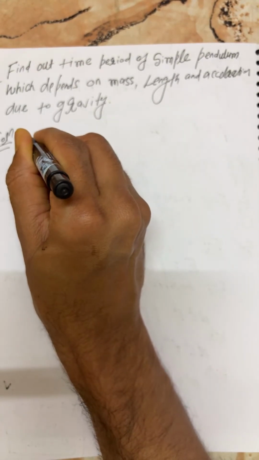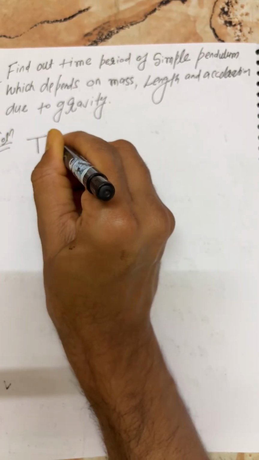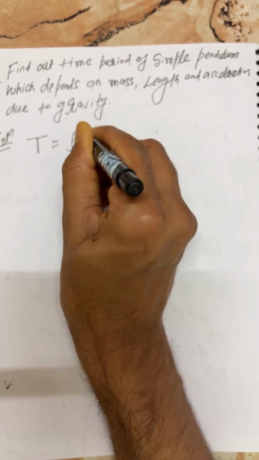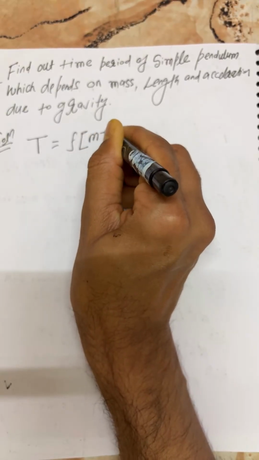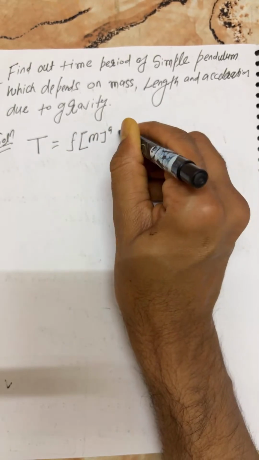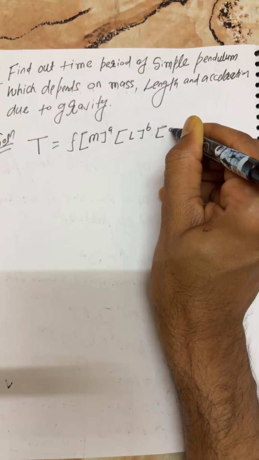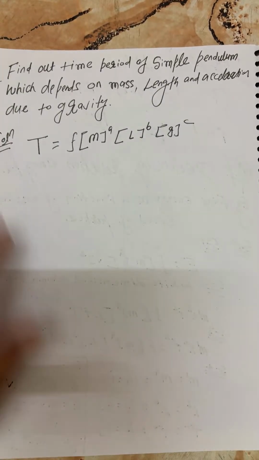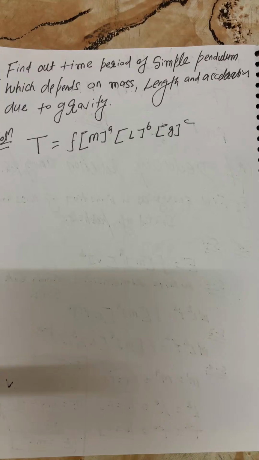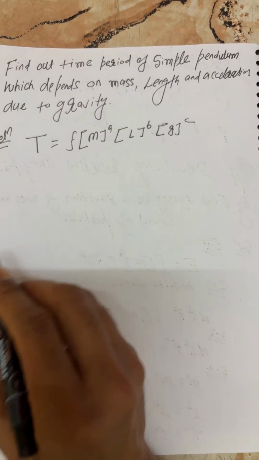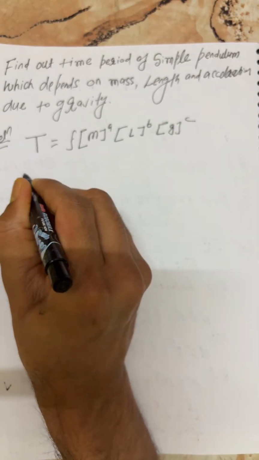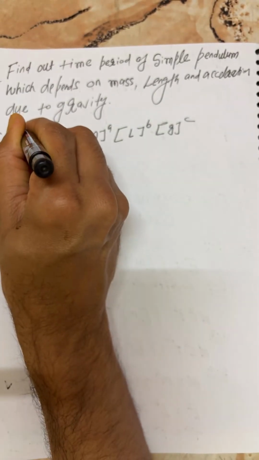Time period as a function of mass to the power A, length to the power B, and acceleration due to gravity g to the power C. This is the first and initial step. Okay, come to the point, kids. So here, students, this is step 1, which we have done.